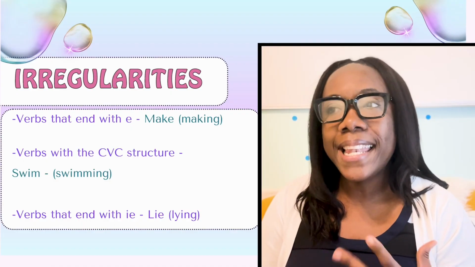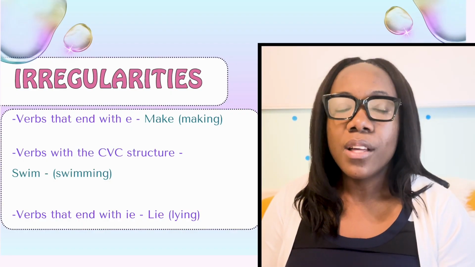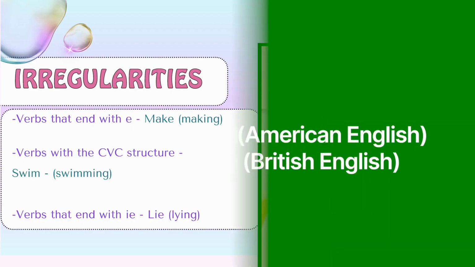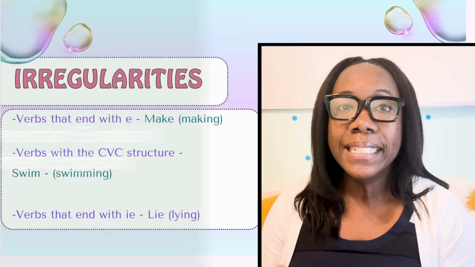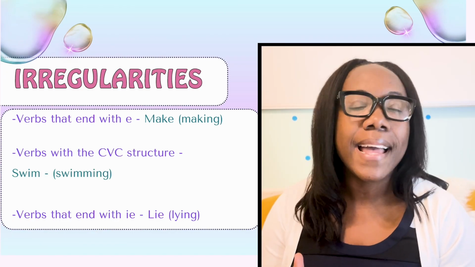Okay. Now, I need to also point out that there are times when a verb will have the CVC structure and the last letter is not doubled. Those are exceptions to the rule. For example, travel, it ends with VEL, CVC structure. Some people spell travel with 2 L's, others spell it with 1 L, and both are considered acceptable.